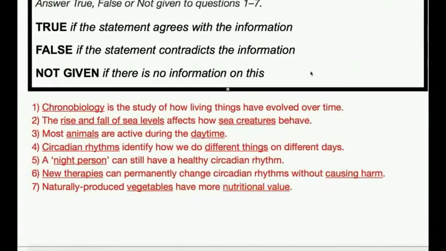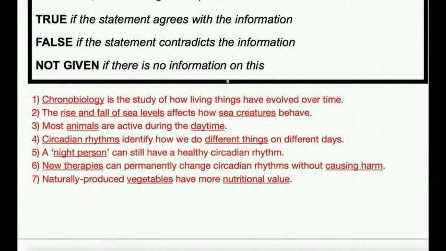But if you do this first, go through some of the questions and underline some of the key words, you can do this very quickly. That will just help you then go and find the information in the text. So you can then scan or skim through the text to find this information.